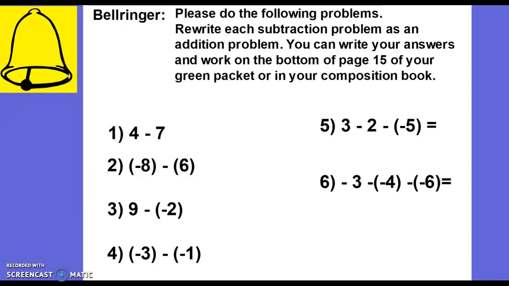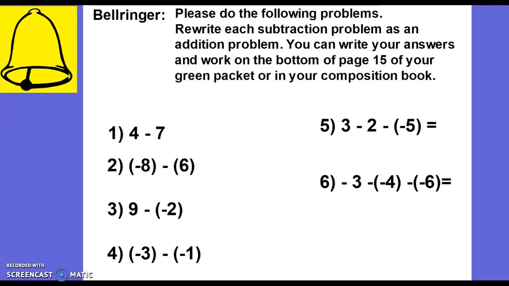Today we're going to work on subtraction problems and rewriting subtraction into addition to make sure that you're doing well with that. And we're also going to look at having multiple subtraction problems put together. So let's go ahead and get started.